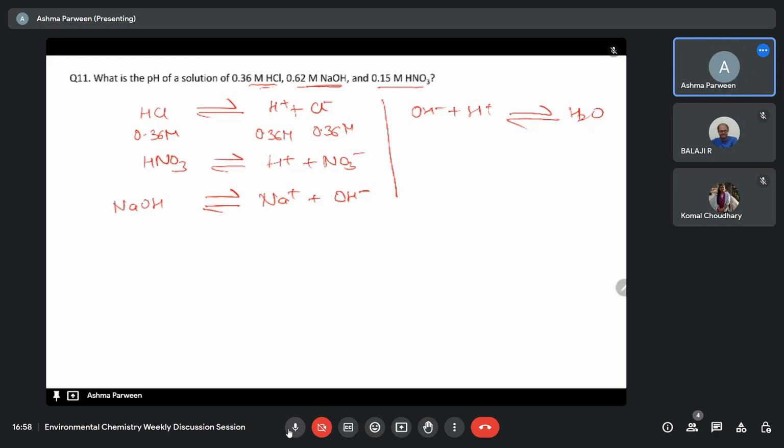From this we will get the concentration of H plus as 0.36, because each mole of HCl will give 1 mole of H plus and 1 mole of chloride ion, plus 0.15 because 1 mole of HNO3 will also give 1 mole of H plus, and it will be 0.51 molar. And if we take OH minus, then from NaOH we will get 0.62 moles per liter of OH minus, and each mole of hydroxide can react with 1 mole of H plus to give 1 mole of H2O.